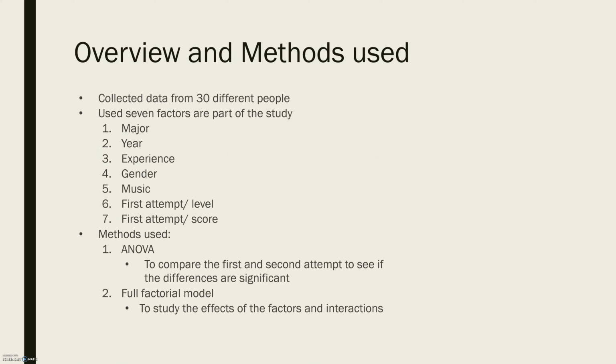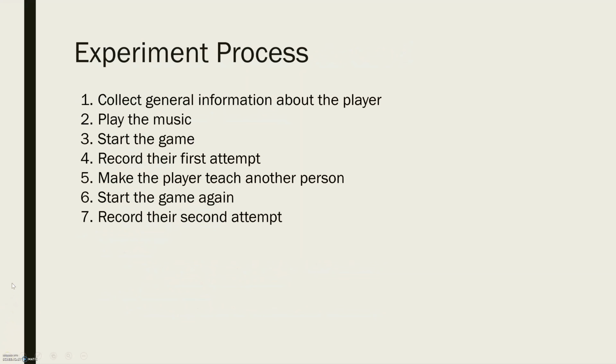We used 7 different factors as part of our study, such as major, year, experience, and so on. And for the methods, we use an ANOVA and a full factorial model. We use the ANOVA because we want to do a comparison between the first and the second attempt, and to determine if there was a significant difference in the test. And for the full factorial model, we study the effects of the factors and how well they interact with the predicted score.